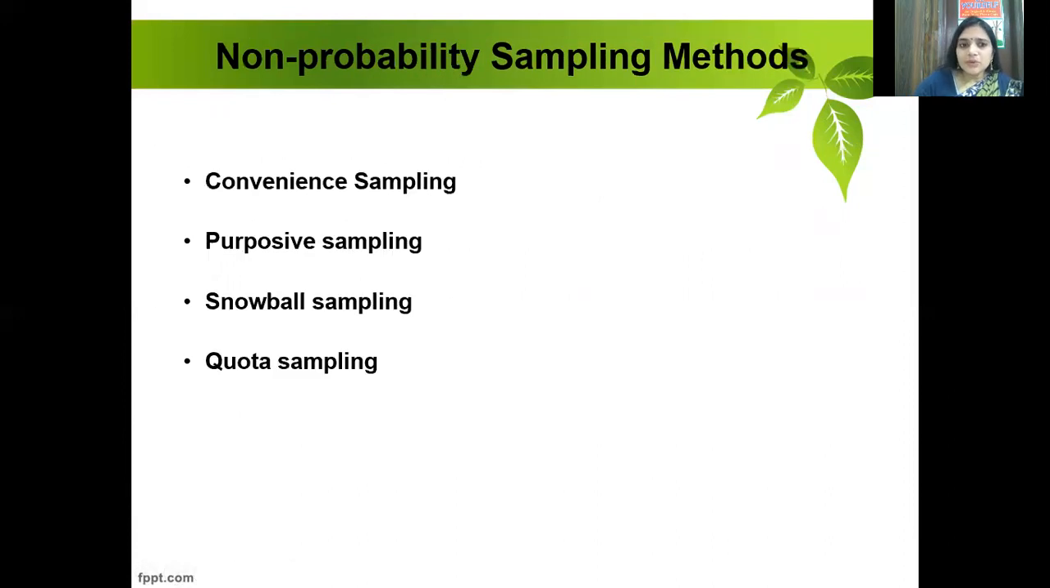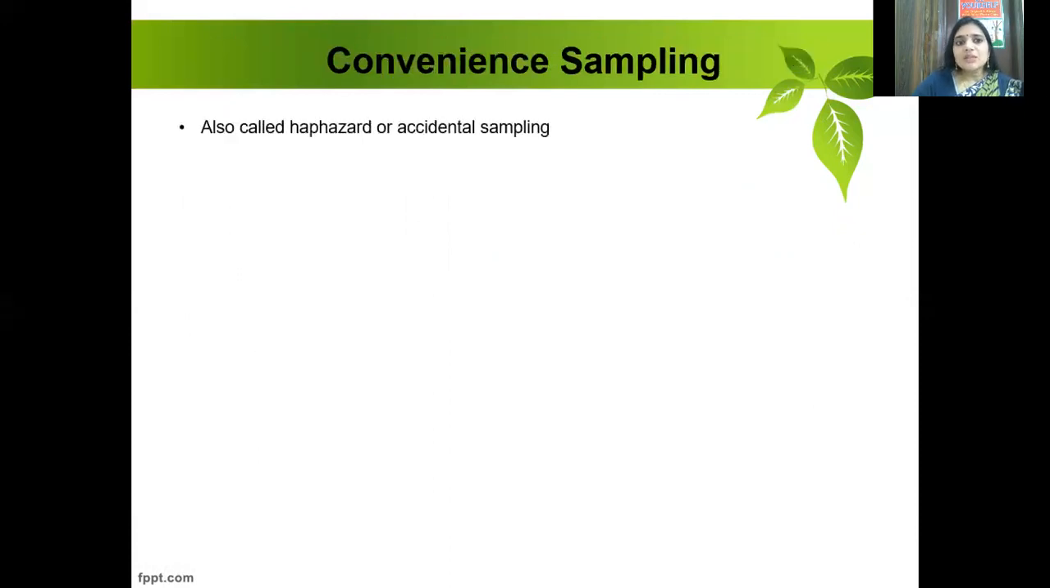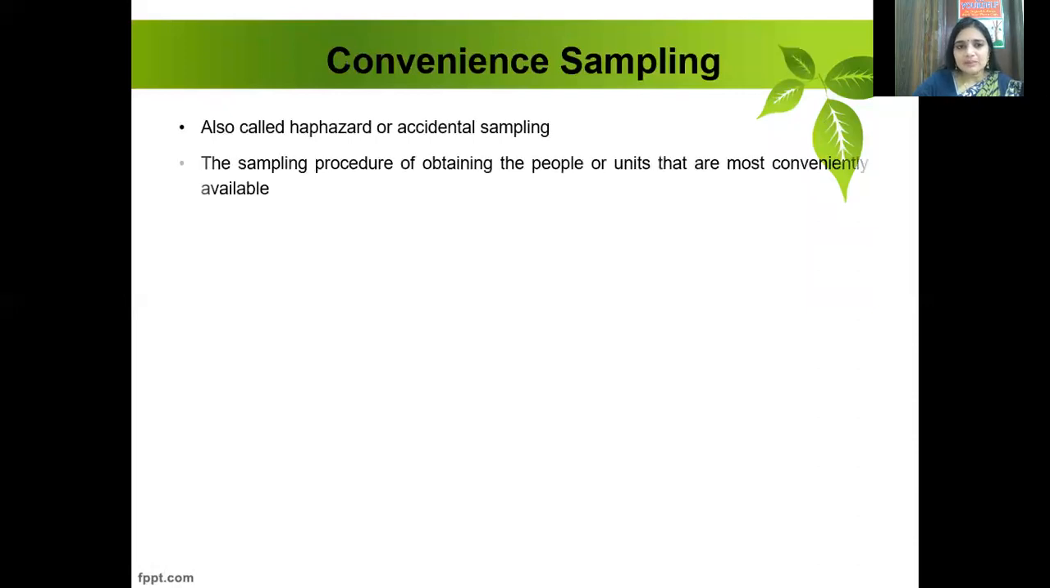It is divided into 4 parts: convenience sampling, purposive sampling, snowball sampling, and quota sampling. Convenience sampling is also called haphazard or accidental sampling. It is the sampling procedure of obtaining the people or units that are most conveniently available. For example, I know 4 people in a company and I might just end up interviewing those four people.